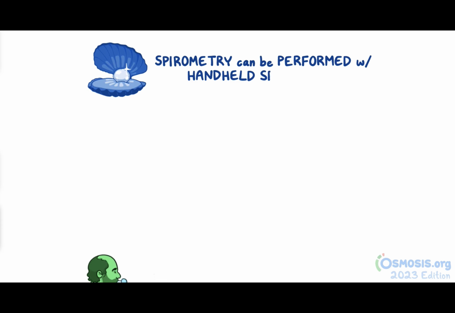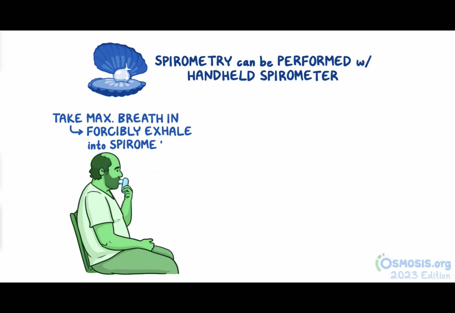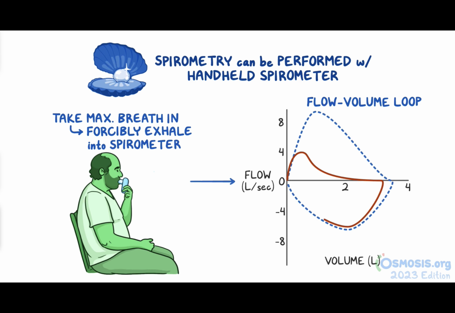Now, here's a clinical pearl to keep in mind. Spirometry can be performed with a simple handheld spirometer. First, have your patient take a maximal breath in, then forcibly exhale into the spirometer until all of the air is emptied from their lungs. This will generate a flow volume loop, which will differentiate between obstructive and restrictive patterns of lung disease.